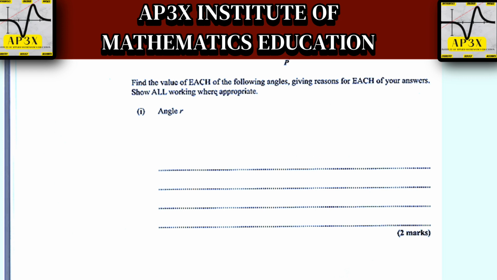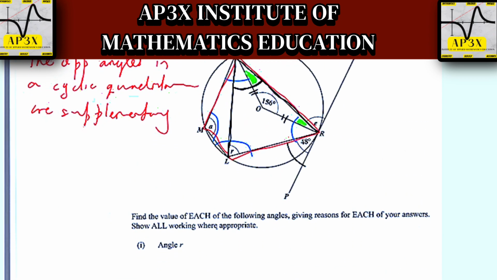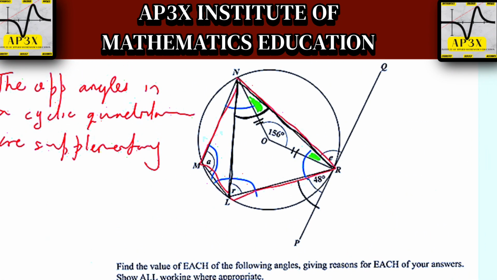So now that we've gone through our little preliminary investigation of this diagram, let's look at exactly what they're asking us to find. They said here, find the value of each of the following angles, giving reasons for each of your answers. Show all working where appropriate. So we're asked here to find the angle R. Right here, we're looking to find the angle that is at R.